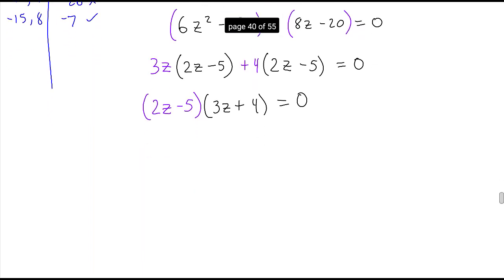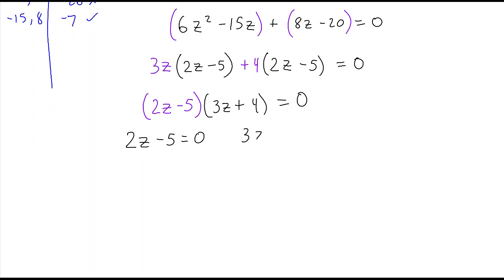Okay, now the zero product property says two things multiplied together equals 0. So individually, set them equal to 0. Each one could be causing the 0. So 2z minus 5 equals 0 will have its own solution. Let's find it. Add 5 to both sides to cancel out the constant term. That will leave me with 2z equals 5.